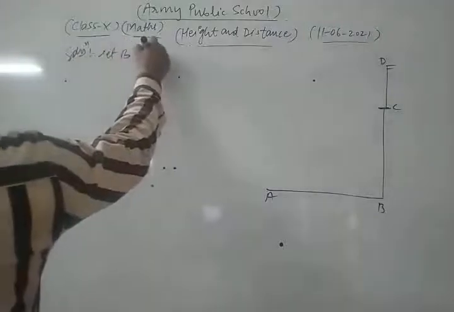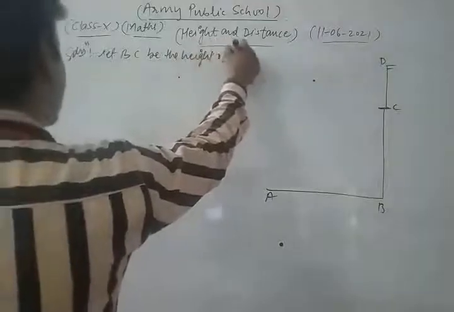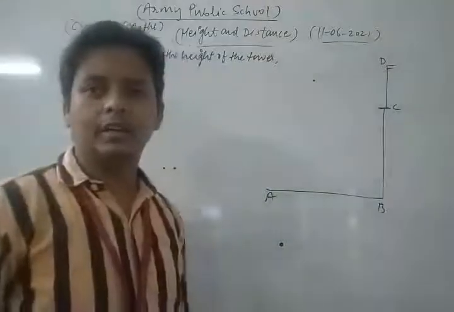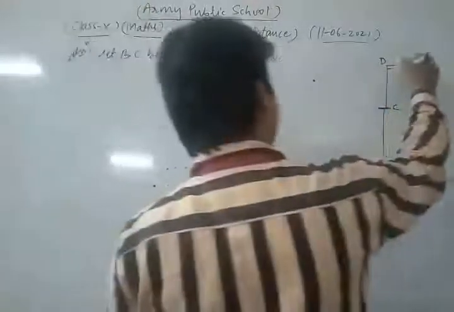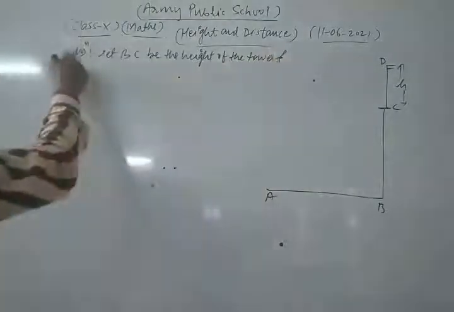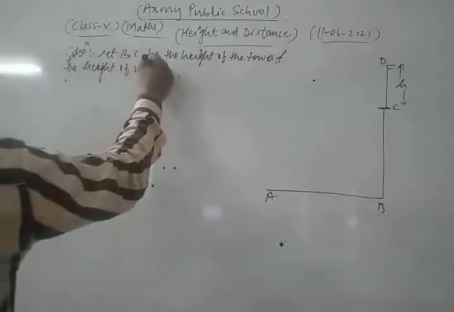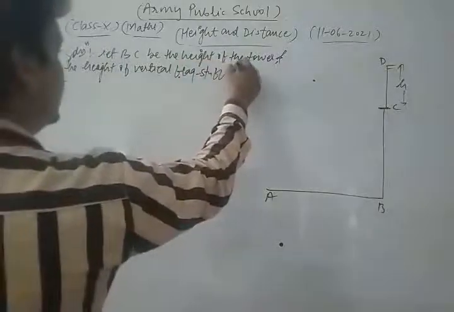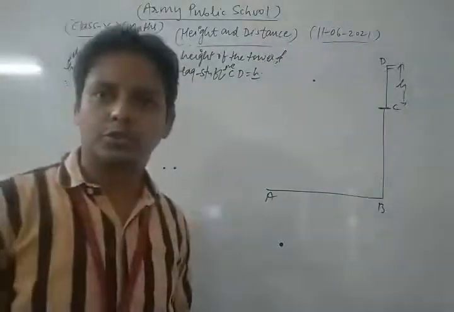Let BC be the height of the tower, and CD is the vertical flag staff of height h. The height of the vertical flag staff CD is equal to h meter, as given according to the question.